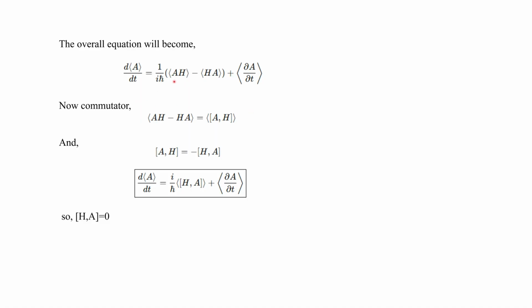Now we have something like AH minus HA, the commutator. What is AH minus HA? It is equal to minus HA commutator. Now, we have 1 by iota, so 1 by iota is minus iota. So we will put iota upon h cross, the commutator of H and A. So this equation is equal to 0.